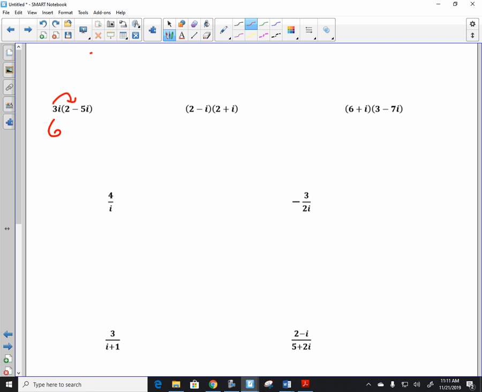3i times 2 is 6i. 3i times negative 5i is negative 15i squared. Again, you always want to write a plus bi, so the real part first. The real part is, in fact, 15. The imaginary part is 6i.